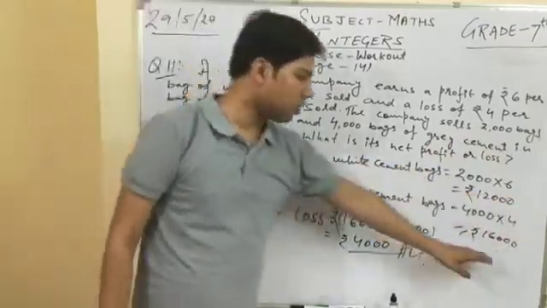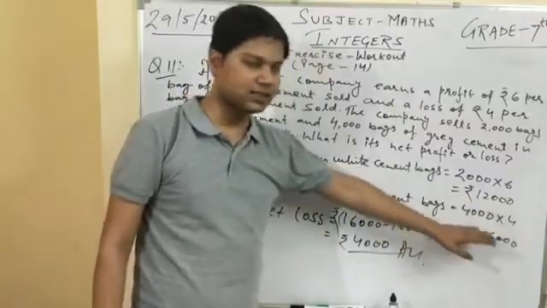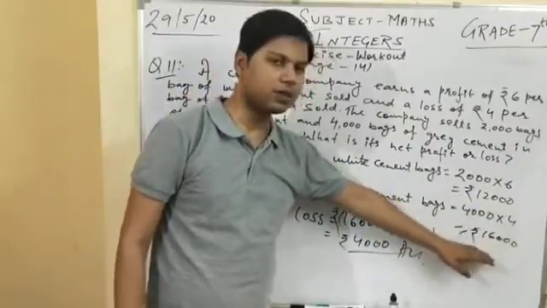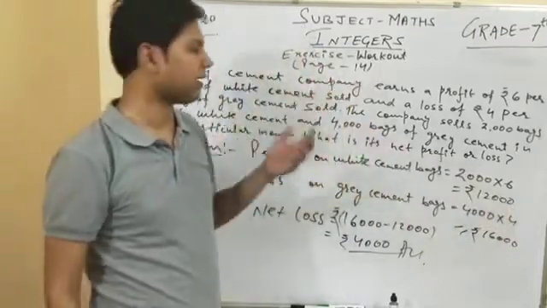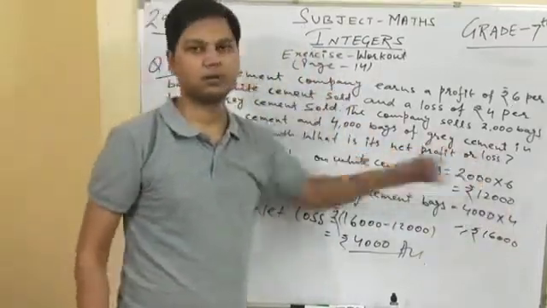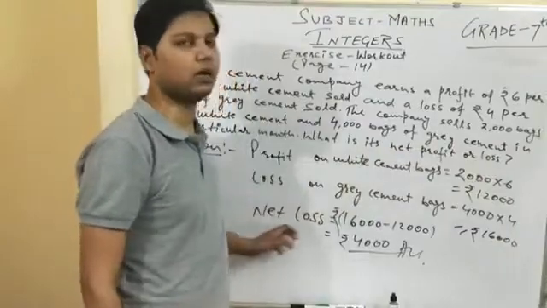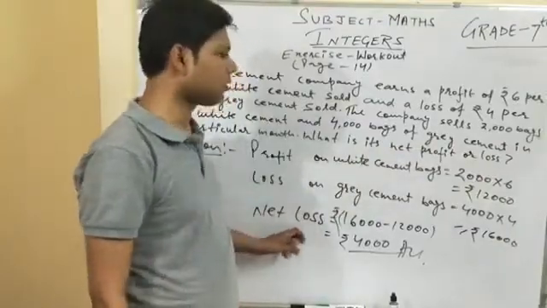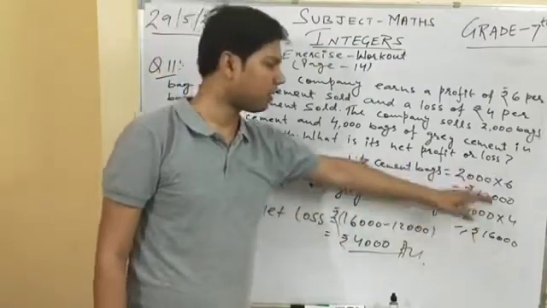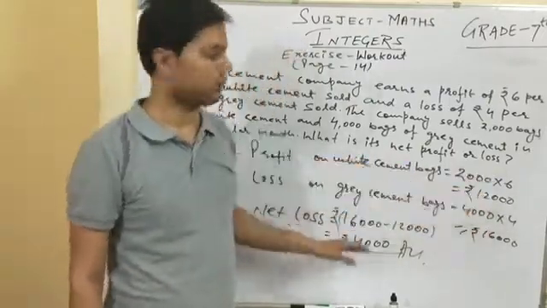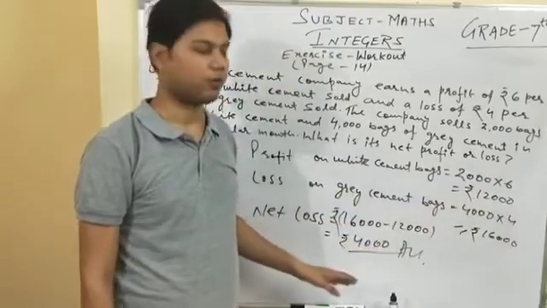Now we have loss and we have profit, and we can see that the loss is greater than the profit. Then what should the net be, profit or loss? We are in loss, so net loss should be written here. Net loss is equal to how much? We take the difference of loss and profit. 16,000 minus 12,000, we get 4,000 as the loss.